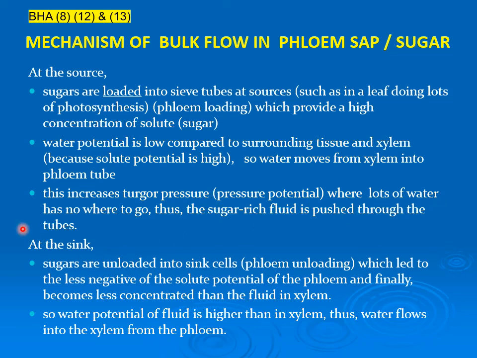With the water having nowhere to go, they can push the sugar down to the sink, yeah. And then once reached at the sink, the sugar will be unloaded into the sink cell, and then becomes more negative. Then what happens is that eventually they become less concentrated compared to the fluid in the xylem. So when that happens, water will flow back into the xylem from the phloem. Then it goes back up again.